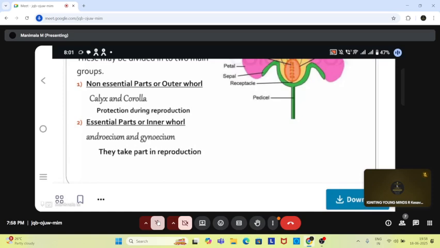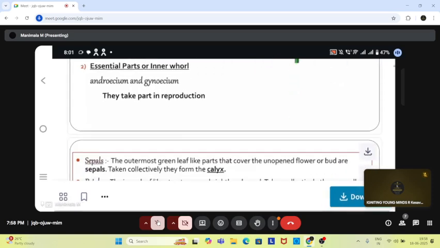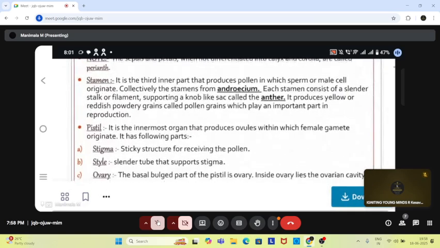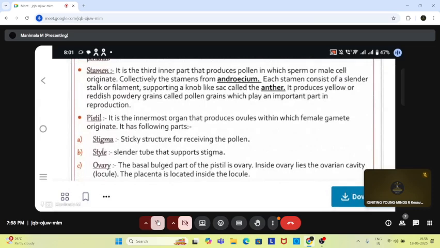Okay. So the androecium, which is also called the male reproductive part of the flower. For androecium, we can also say stamen. The androecium is made up of two parts.